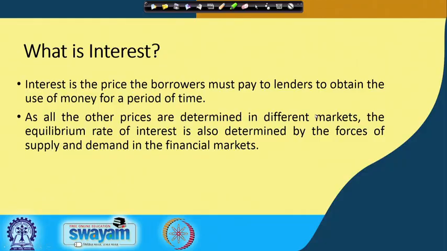So, today we will discuss how the interest rate in the general sense is determined, what the theoretical arguments are behind that, and what the factors are which determine this particular variable. So, let us see what exactly interest or the interest rate is. In the general sense, interest is nothing but the price that borrowers must pay to lenders to obtain the use of money for a period of time.